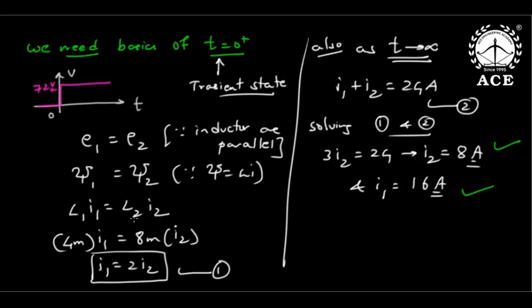Once we know this, then in a transient with a practical resistor, time constants will come now. Tau equals L by R, and that will decide: if the time constant is small, it is faster, higher rate; if the time constant is large, it is slower, late. Like that we can talk.